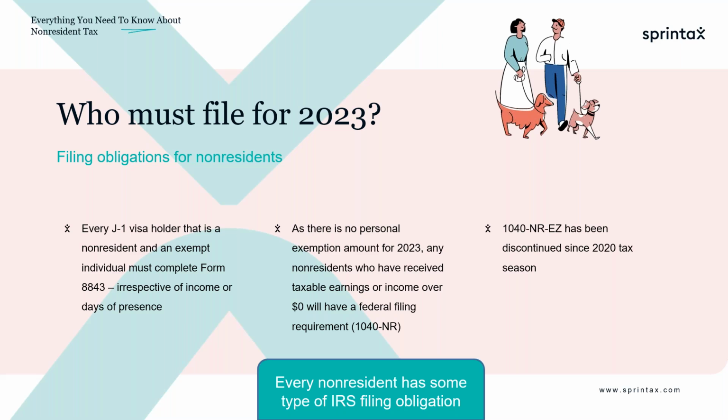But in many cases, and in particular for those on J1 visas, you may be receiving taxable income during the tax year. So maybe you're getting taxable wages or a stipend, for example. And as there's no personal exemption amount for 2023 for non-residents, if you earn anything over $0 of taxable US sourced income, this is generally going to trigger a federal filing requirement, which would be the 1040 NOR for non-residents. Then for anyone who was here a couple of years back, you may have been familiar with the 1040 NOR Easy, but this has been discontinued since the 2020 tax season.